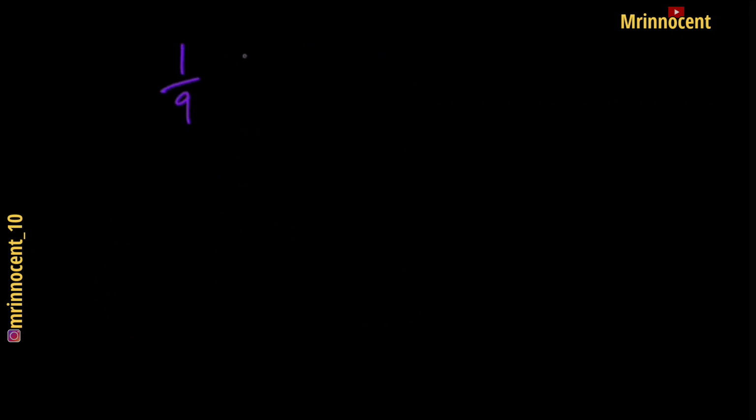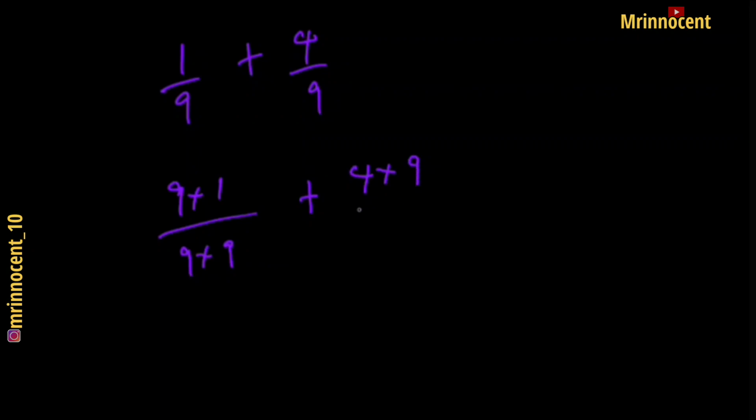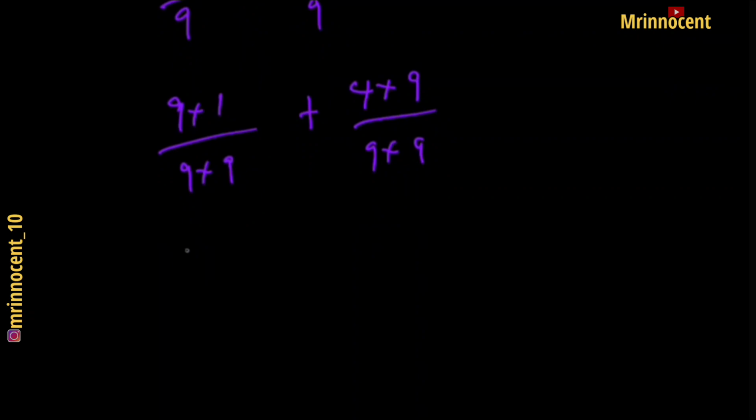1 over 9 plus 4 over 9. So you have 9 times 1 all over 9 times 9 plus 4 times 9 all over 9 times 9. 9 times 1 is 9 over 9 times 9 is 81 plus 4 times 9 is 36 plus 9 times 9 is 81.